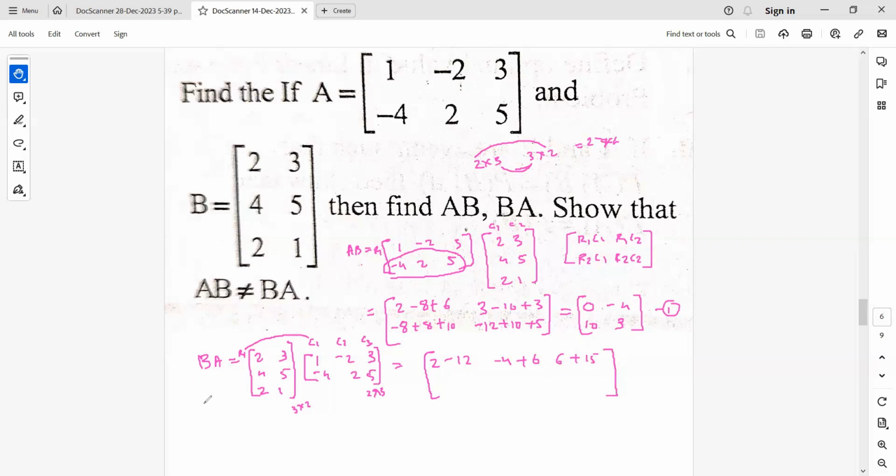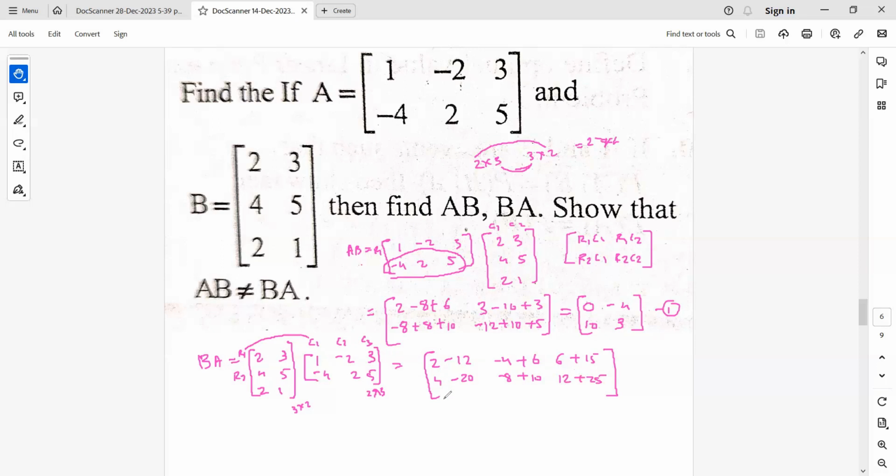Next, we have to take the elements of R2 now. So R2, again same procedure with C1, C2 and C3. 4 into 1, it will be 4, and then minus 20. Similarly, 4 into minus 2, it is minus 8, and 5 into 2, it is 10. Similarly, 4 into 3, it is 12, and 5 into 5, it will be 25.